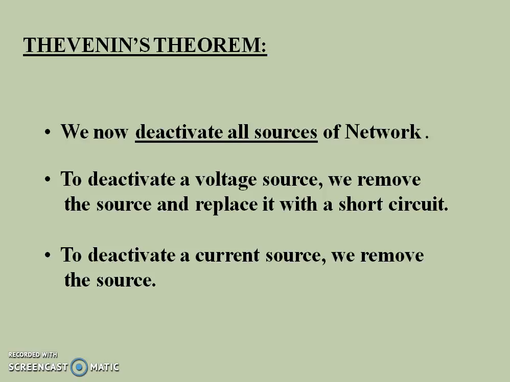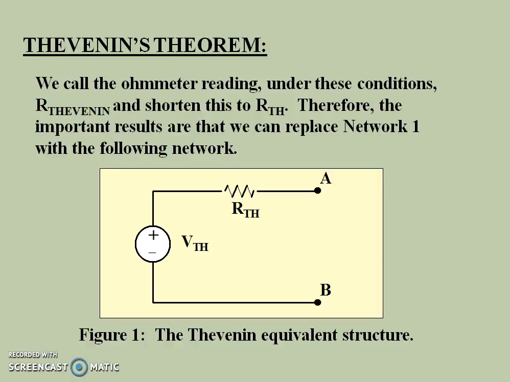First one is deactivate all the sources. It may be a voltage source or a current source. To deactivate a voltage source, we have to replace the voltage source with its internal resistance. For the case of an ideal voltage source, it is 0, so we have to make it short. And to deactivate a current source, we have to open the current source circuit, as the internal resistance of the current source is infinite.